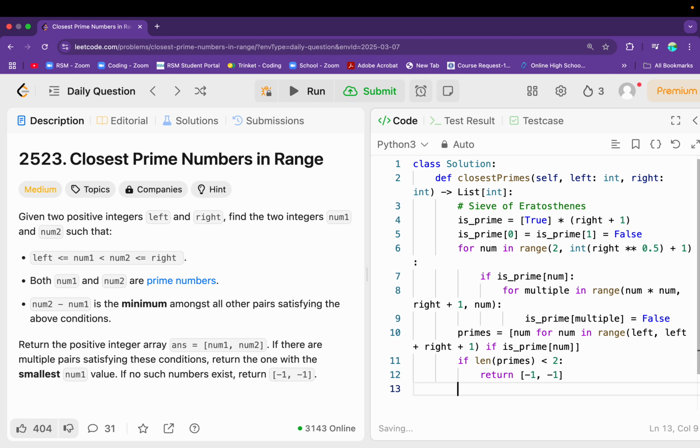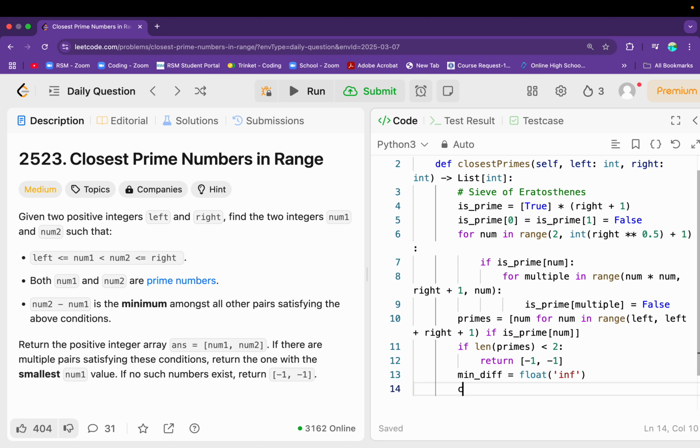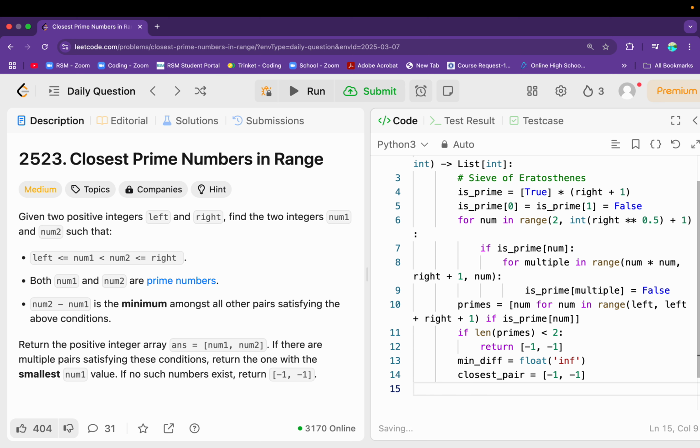Now, if there are pairs and we haven't returned anything yet, let's find the closest pair of primes. So I'm going to initialize my min diff to simply be the float of infinity. That's what we're trying to minimize. So we'll get smaller and smaller from here, starting off as a very large value. And then I'm going to get my closest pair. This is effectively what I'm going to be returning. I'm going to initialize it to -1, -1, but I will, of course, change it when I find a pair with a smaller and smaller difference in each iteration over the primes.